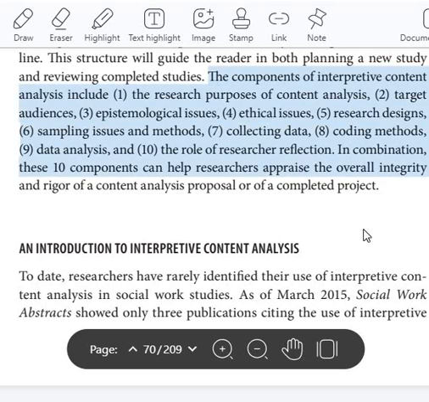The components of interpretive content analysis include the research purposes of content analysis, just like the basic. We will talk about these sections: the target audiences, the epistemological issues, the ethical issues regarding granting the approval of participants. We will tackle the research designs, the sampling issues and methods, collecting data and coding methods, data analysis, and the role of researcher reflection. Okay, let's move to the introduction to interpretive content analysis.